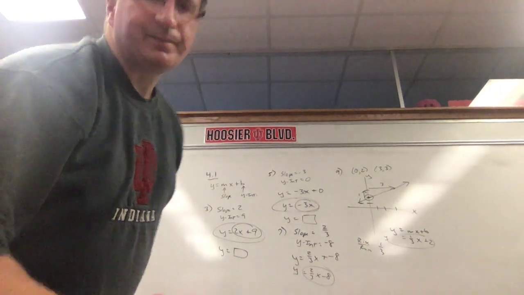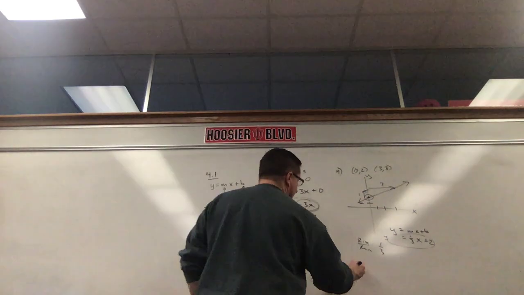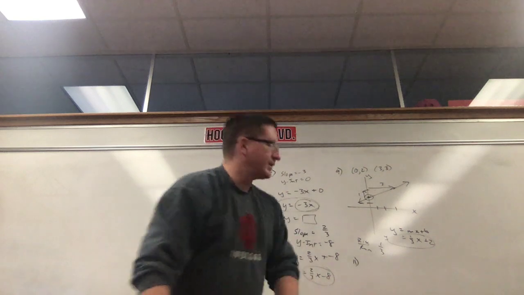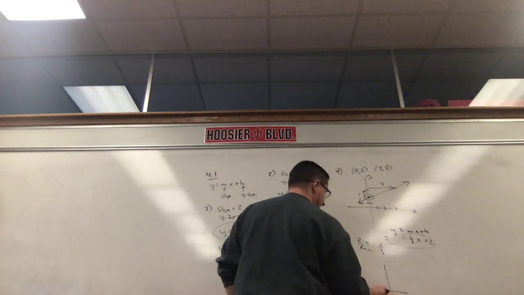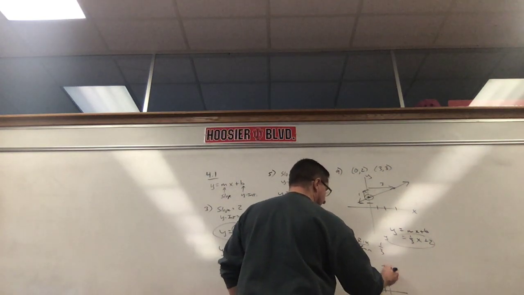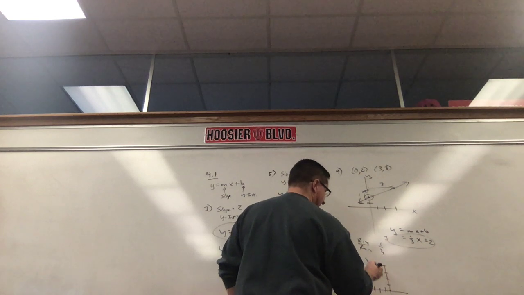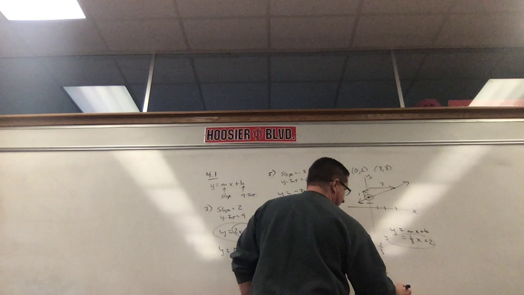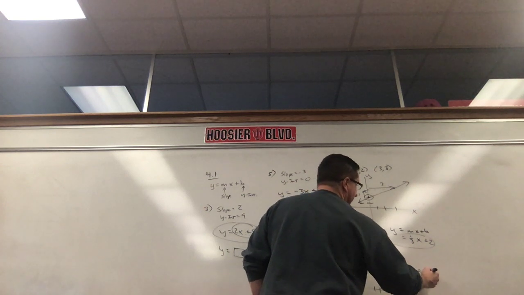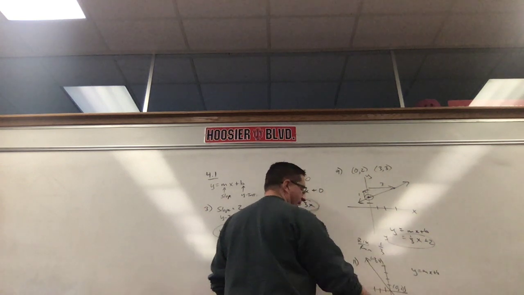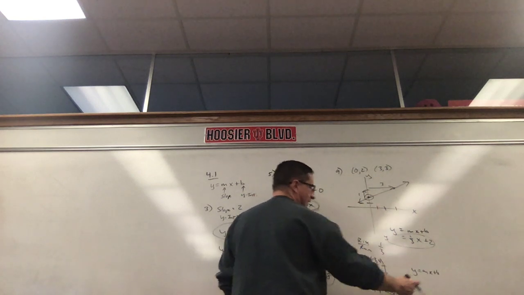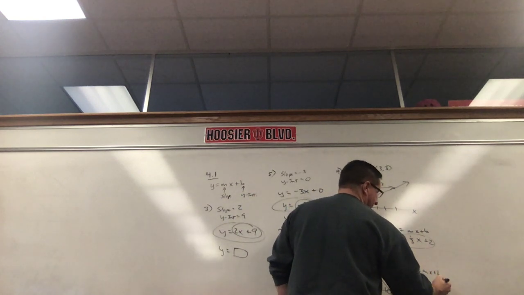Same with number 11. 11 is really similar. They give us the points -3, 4, and 0, 0. So y equals mx plus b. Our y-intercept is right here at 0. Just like here it was at 2, here it's at 0. So I'm going to put plus 0.